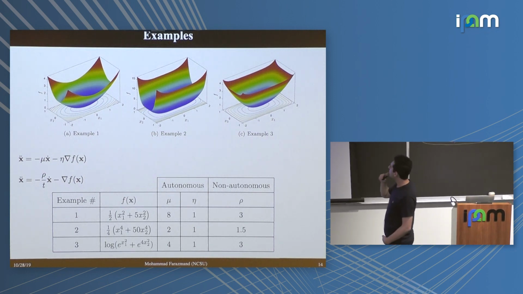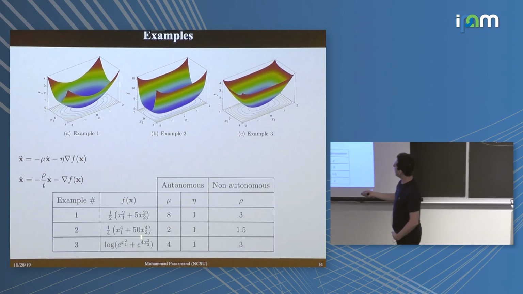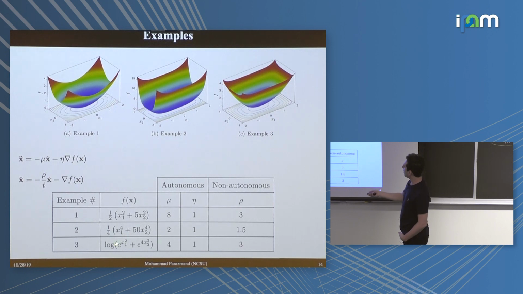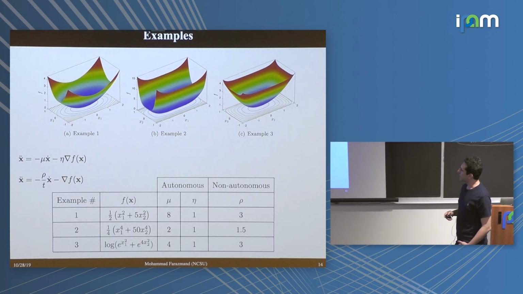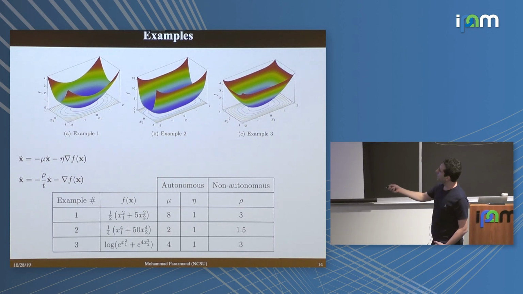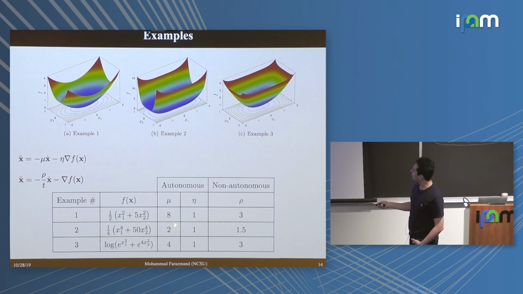So what I will do is consider three functions. I've taken them to be just two-dimensional and rather simple so that we can visualize all the dynamics rather straightforwardly. These are the three functions listed here, examples 1, 2, 3. They are all convex. These two columns are the parameters that correspond to Polyak's method. One thing I want to emphasize: eta is not very important. I just take it to be 1. But I let mu vary between 2 and 8.